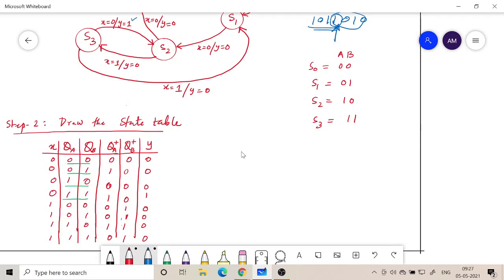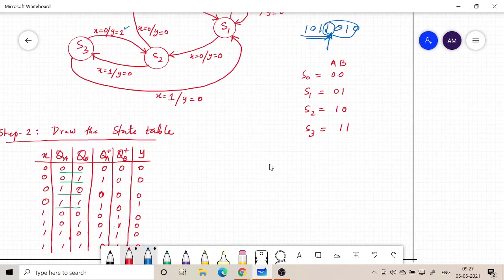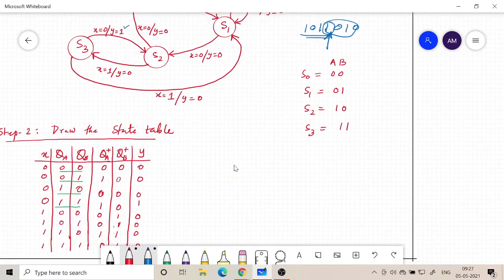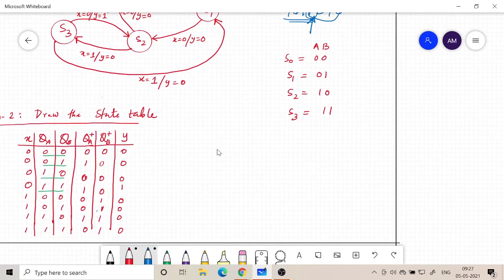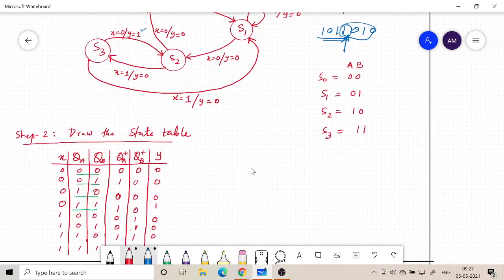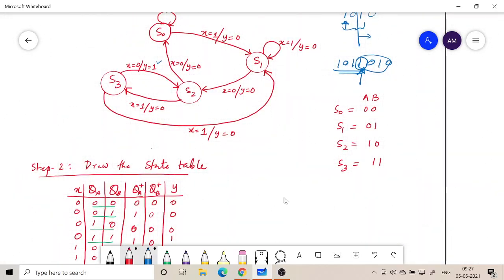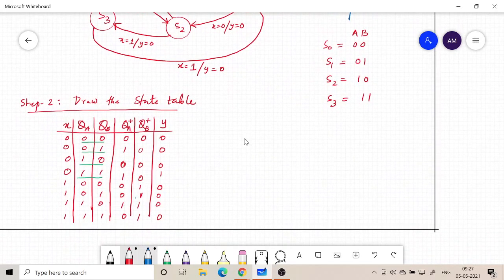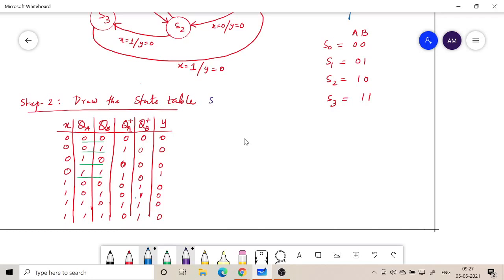The same information, after assigning values for S0, S1, S2 and S3, we write in the form of a tabular column. So there is nothing new here. All that is shown in the diagram we have put into the state table. And step 3 is the excitation table.